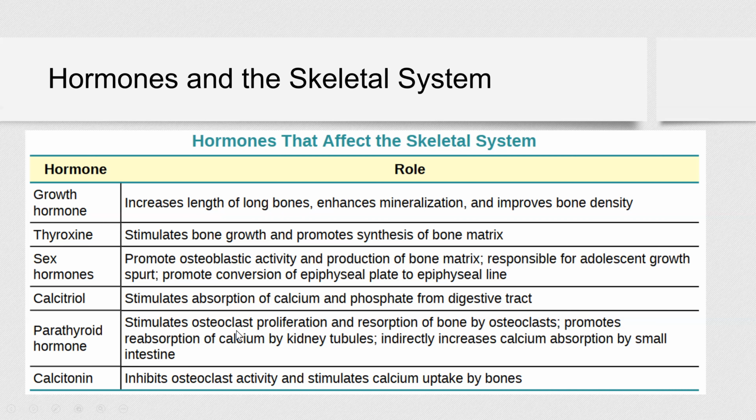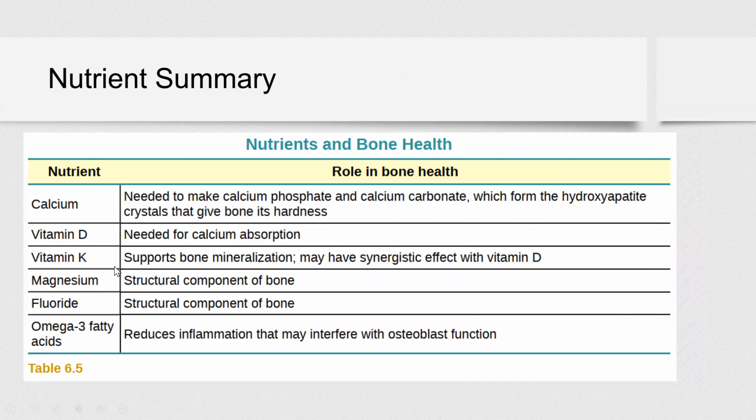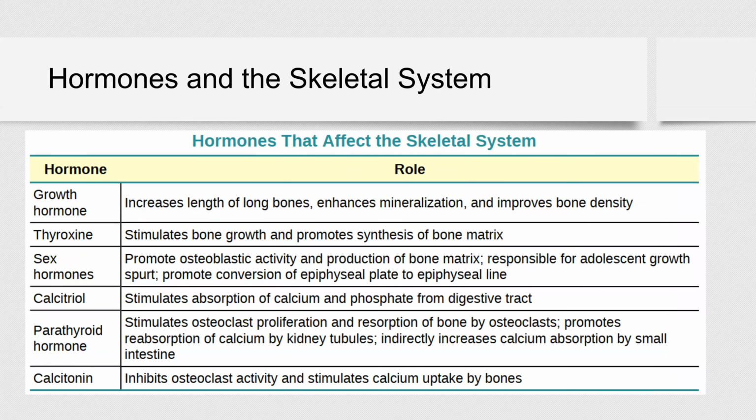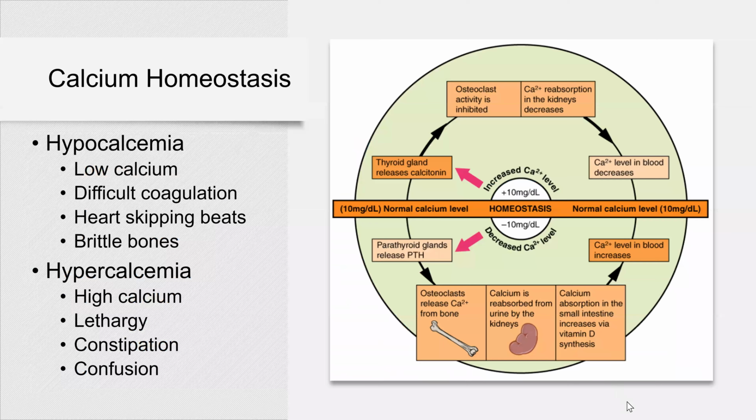And we do need resorption, right? Because we need remodeling. When your bones grow longer, we want to resorb part of it and deposit some new bone. So the process of remodeling requires parathyroid hormone, because parathyroid hormone stimulates osteoclasts. And calcitonin inhibits osteoclast activity and stimulates calcium uptake by bone. So we have several hormones and of course nutrients necessary for bone health. And the last slide over here is calcium homeostasis.